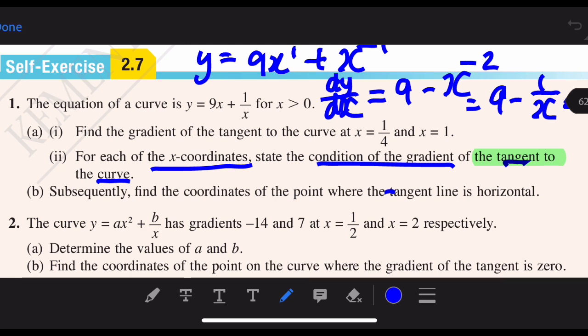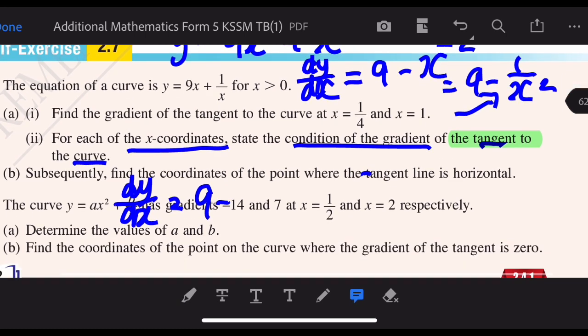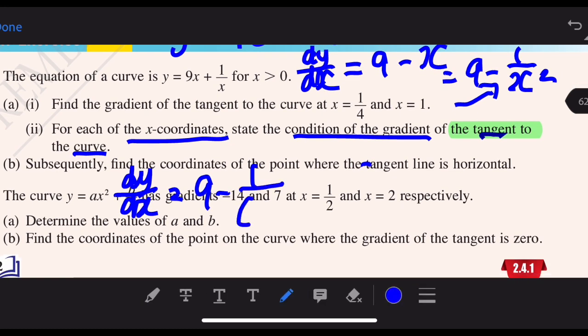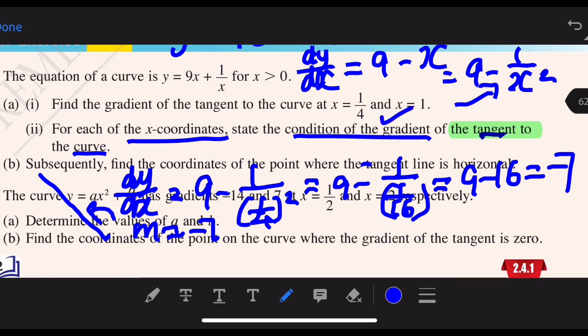So you substitute 1/4 inside here. dy/dx is 9 minus 1 over (1/4) squared, so it's 9 minus 1 over 1/16. If you invert this one, it will be 9 minus 16, so it's negative 7. That means the tangent is slanting to the left, with m negative. That is the so-called condition of the tangent to the curve.